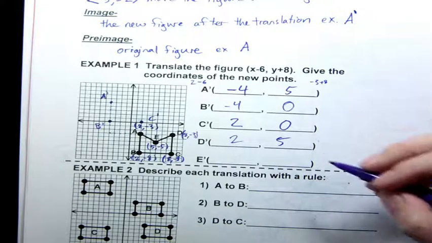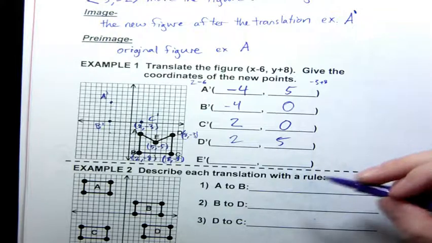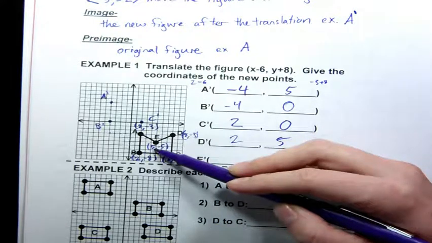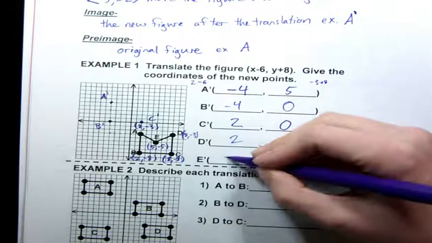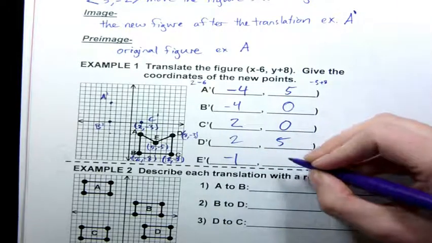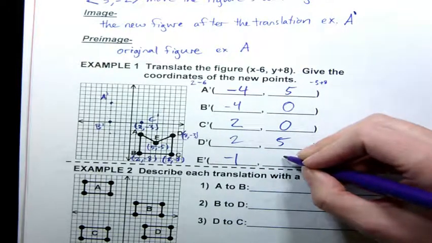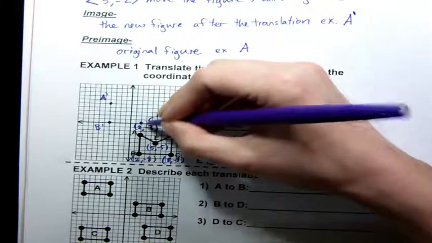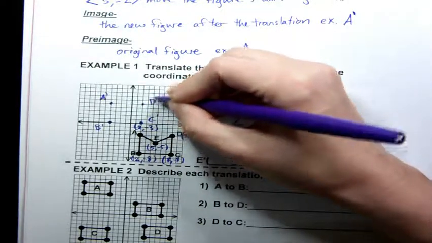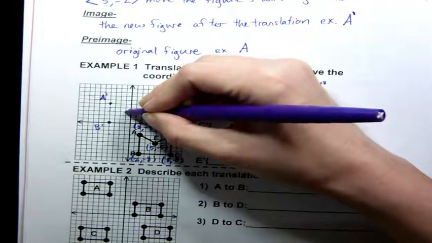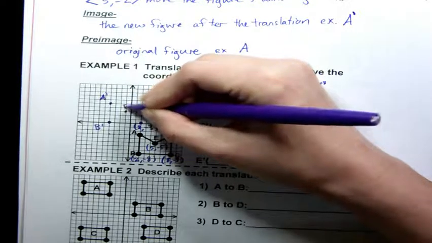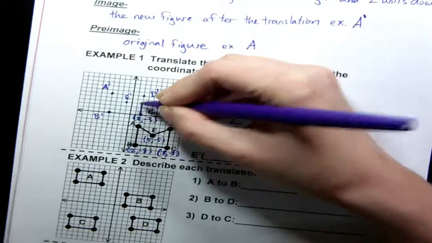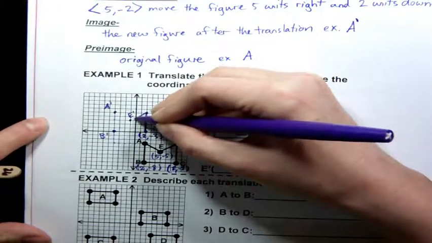Negative 6. So start with the positive 5. Negative 1, negative 1. Yeah, negative 1. Negative 1 and plus 3. Positive 3. And I forgot to plot the D. So D, E. And then when I connect the points, does it look like I did it correctly?